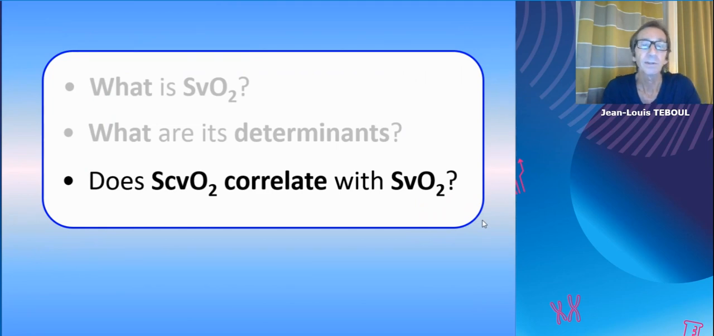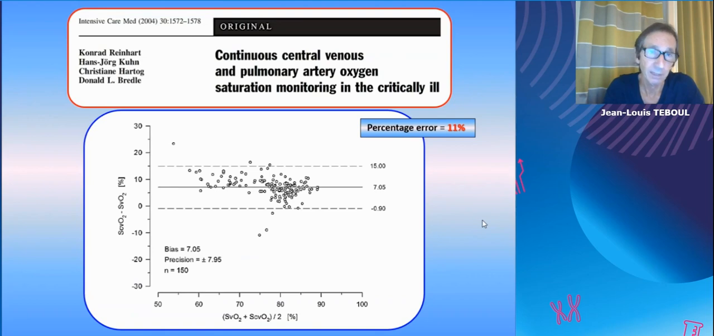Another question is, does ScvO2 correlate with SvO2? ScvO2 is the central venous oxygen saturation obtained using a central venous catheter. To answer this question, we have many studies in the literature. This is one of the first ones, published 17 years ago now, and Konrad Reinhart was the first author.